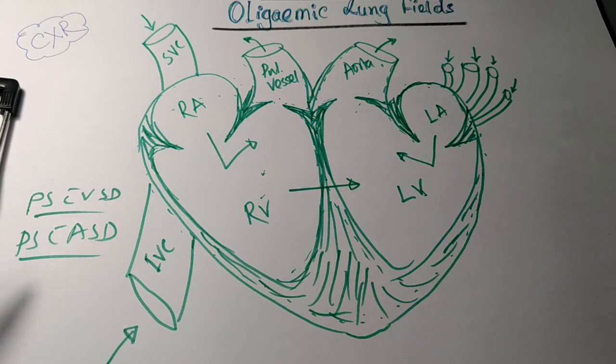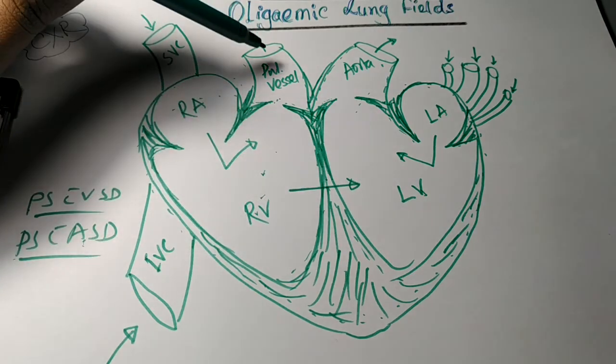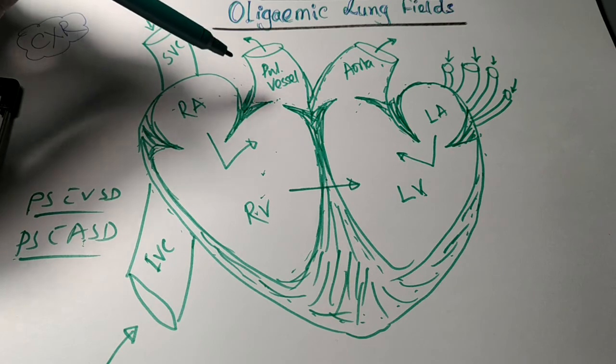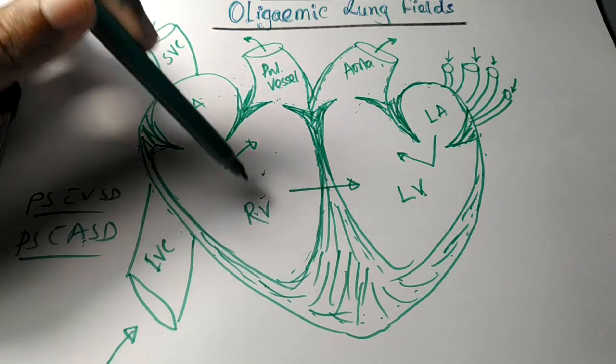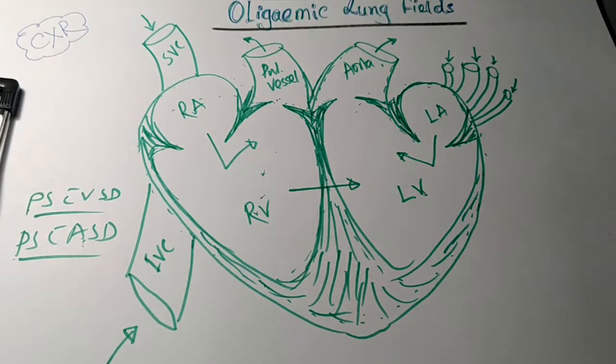There may be pulmonary stenosis with ASD. Because of pulmonary stenosis, blood cannot pass from the right ventricle into the pulmonary vessels. Rather, with presence of ASD, blood goes back from the right ventricle to the right atrium and from the right atrium to the left atrium through the ASD.